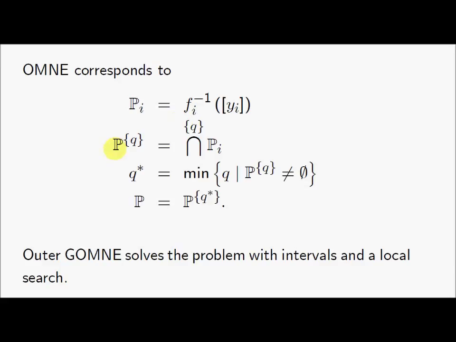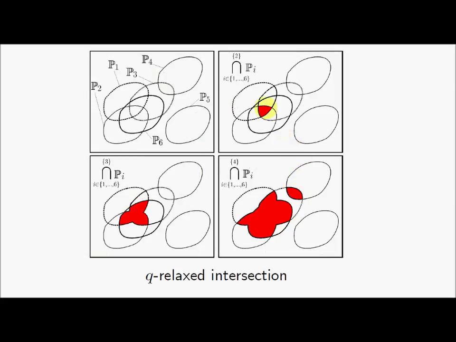And I define pq as the Q-relaxed intersection of all pi. I define q star as the minimum I can reach for q, such that the relaxed intersection is not empty. So in my previous example, q star corresponds to 2, because if q equals 1, I am empty. If q equals 0, I am empty. So q can be equal to 2, 3, 4, 5, and so on, and I will not be empty, and the minimum of them will be 2.